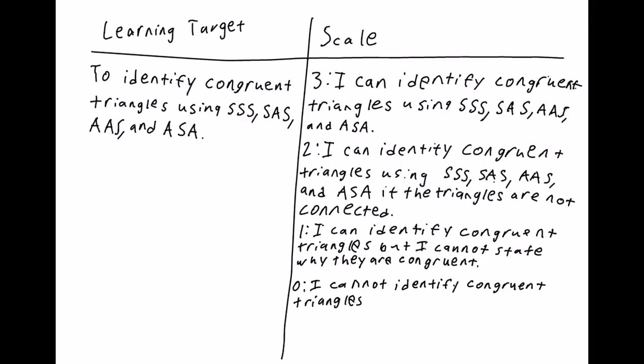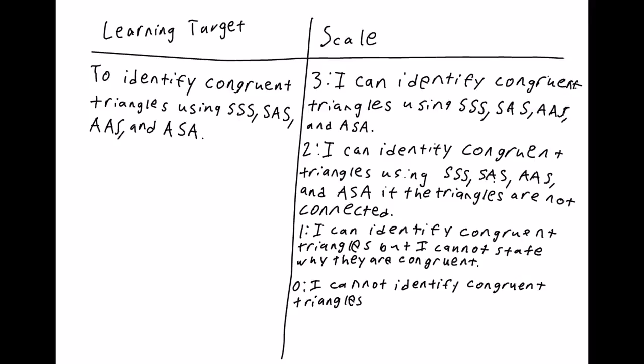The learning target for today is to identify congruent triangles using side, side, side, side, angle, side, angle, angle, side, and angle, side, angle. I'll get into more of what those mean in a moment. 3, you can identify congruent triangles using those 4. 2, you can identify congruent triangles using those 4 if triangles are not connected. 1, you can identify congruent triangles but cannot state why they are congruent. And 0, you cannot identify congruent triangles.